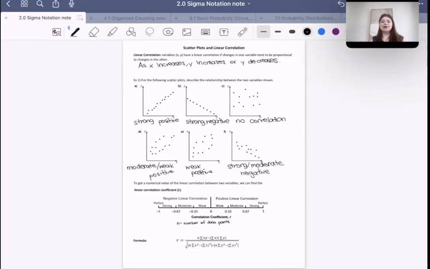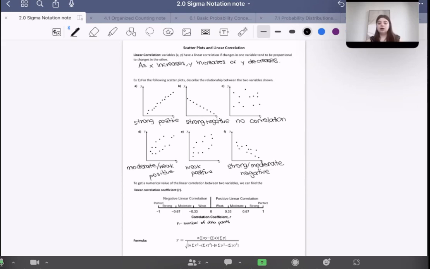Hello, everyone. Welcome back. Today, we're going to be talking about linear regression. Before we do that, though, let's do a quick review about the line of best fit.